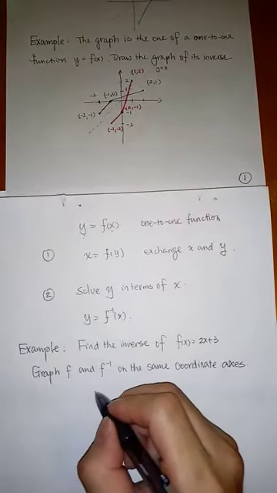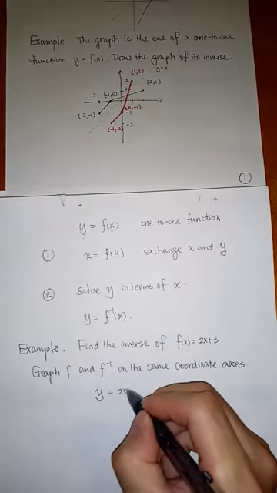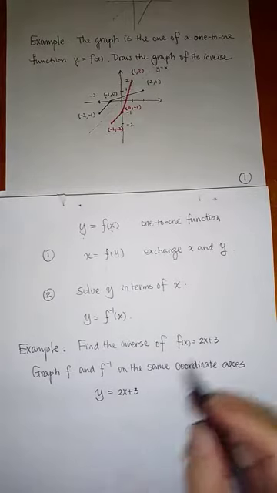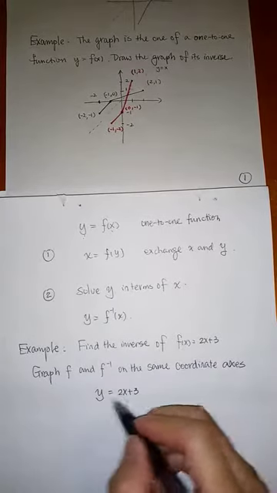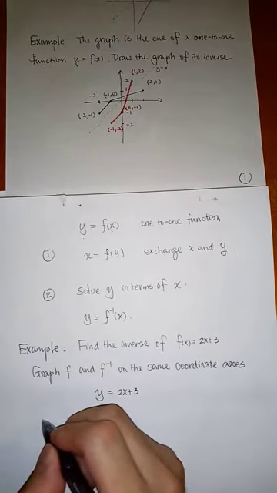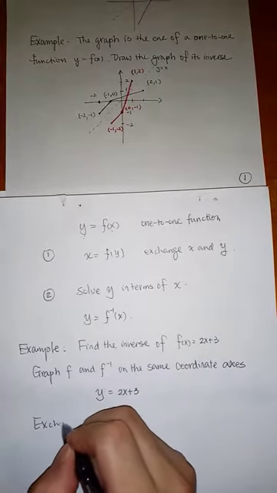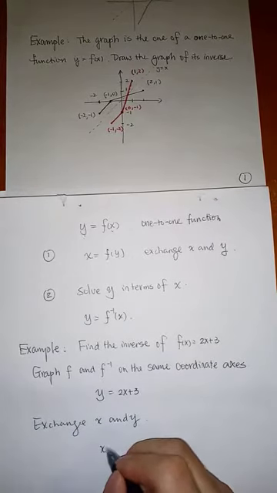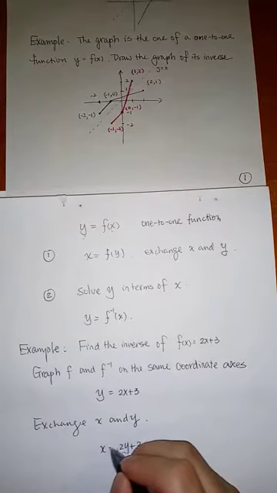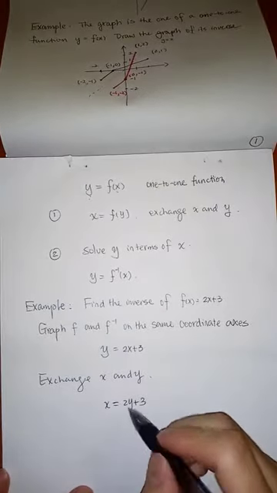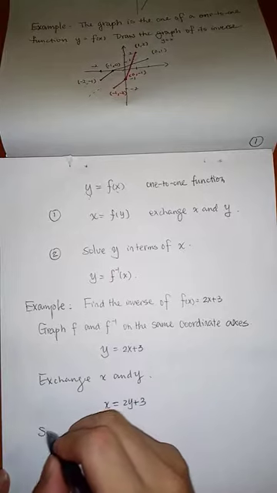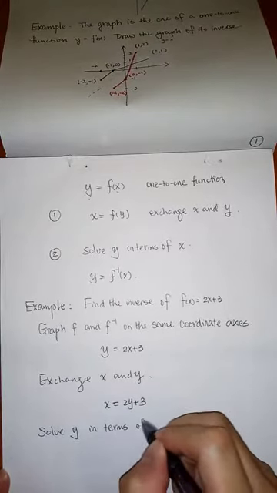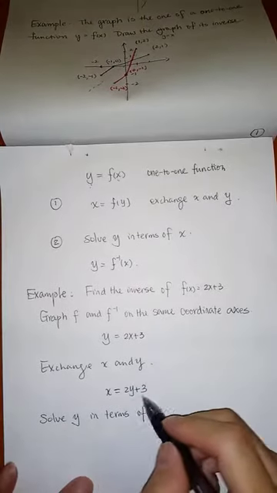Okay, so let's see. First, you get y is equal to 2x plus 3. That's the original function. Then you exchange x and y. You get x is 2y plus 3. And you solve y in terms of x. Okay, so how do we solve y?